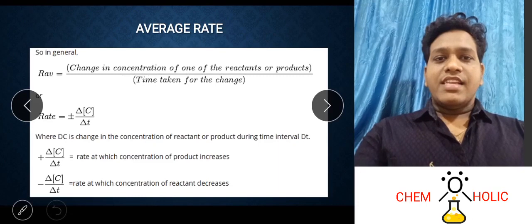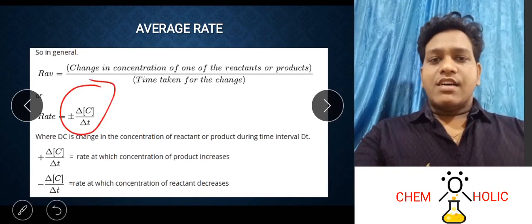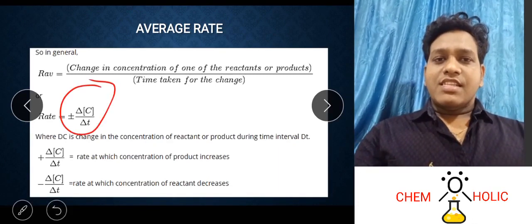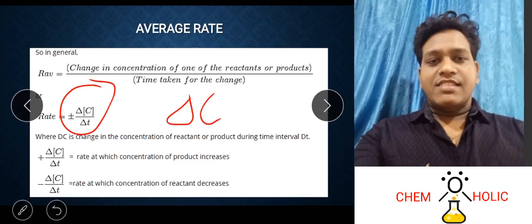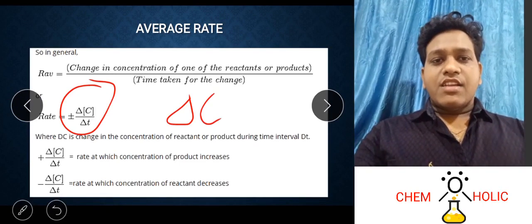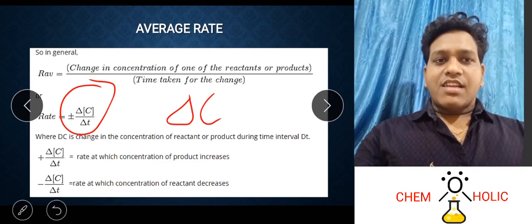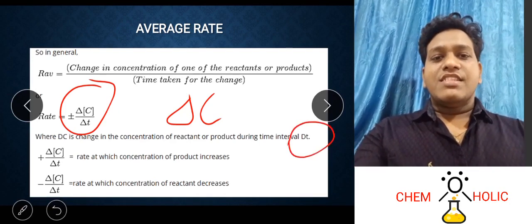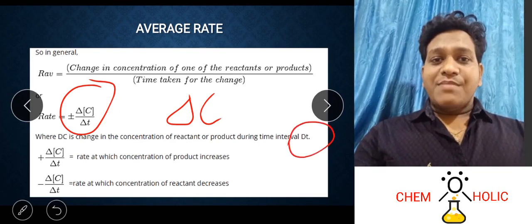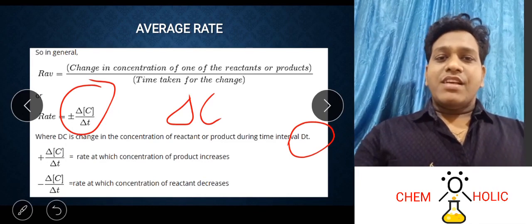So we can conclude that the rate is plus or minus the change in concentration upon T, where it's not DC, it's delta C. Delta C is the change in concentration of reactant or product during the delta T. Delta T is nothing but change in time. Okay, so again, they have written the plus and minus.